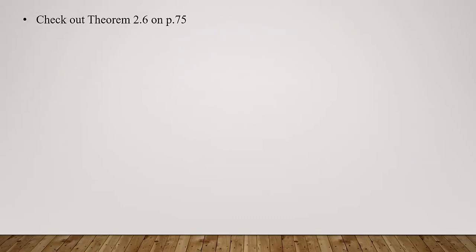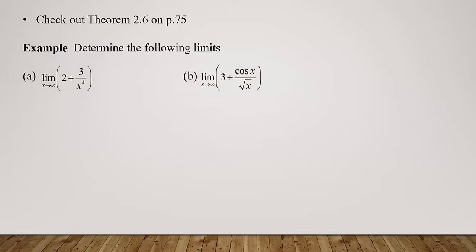There's a theorem on page 75, theorem 2.6. I'm just telling you, check out that theorem. It's an okay theorem to look at. But let's look at an example and try to find some limits. So 2 parts to this example. Part A, we're going to find the limit as x goes to infinity of 2 plus 3 over x to the 4th. And in part B, we'll find the limit as x goes to infinity of 3 plus cosine x over square root x. So you know the drill. Get this written in your notes because I am heading off to the chalkboard to work through these.